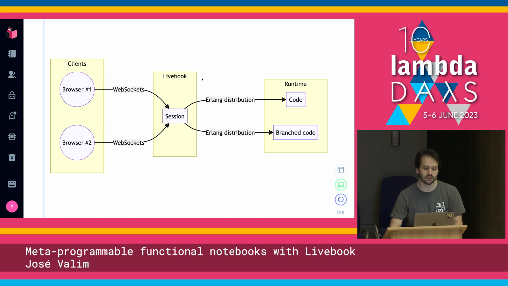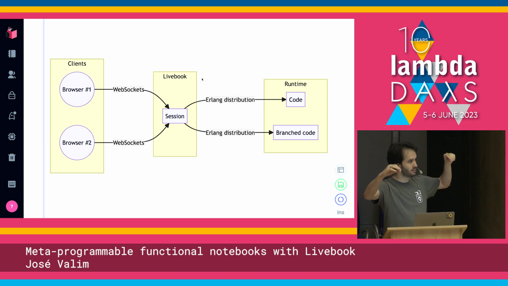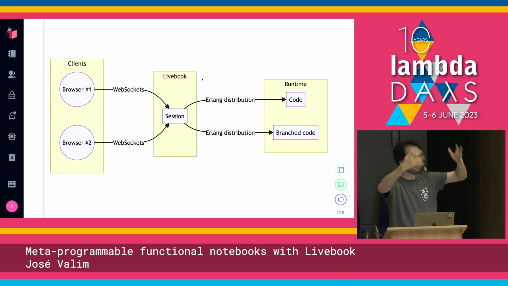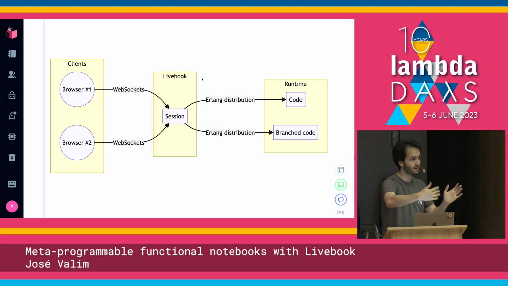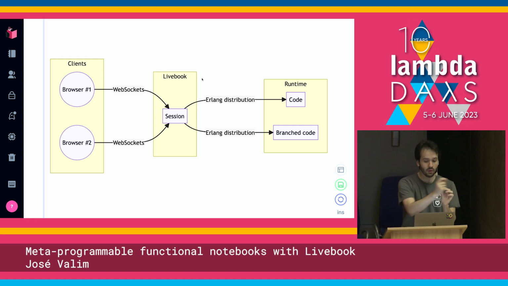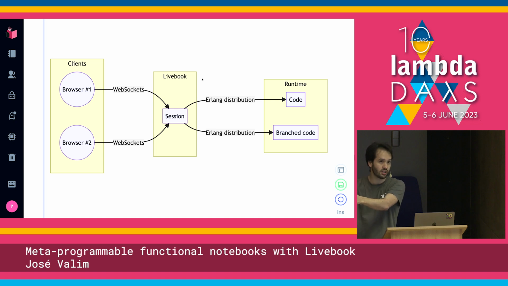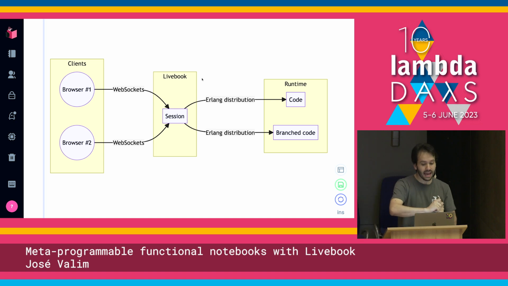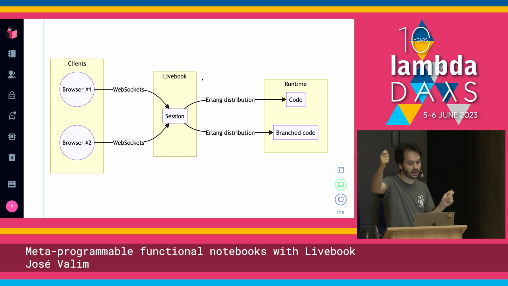So it's collaborative. A lot of people can work on the same notebook at the same time, right? And to see how it works, let's talk a little bit about the architecture. You can think that each client is a browser, for example. It connects to Livebook using WebSockets, all right? And Livebook is an Elixir application, implemented in Elixir. They are all connected to the same session that is representing the notebook. And now what happens is that, as I said, each notebook is a different instance of the Erlang virtual machine, okay? And we connect to that instance using the Erlang distribution.